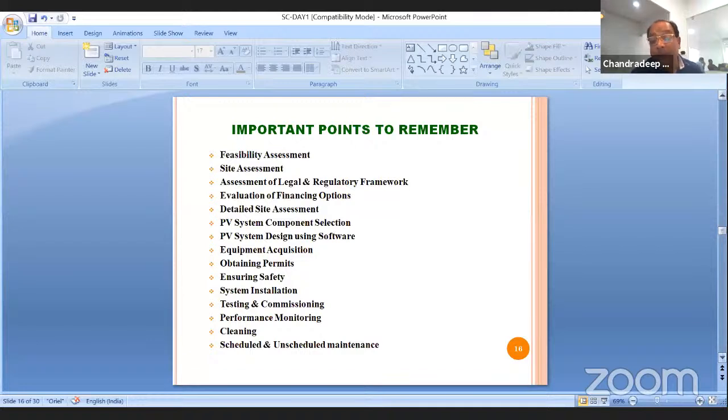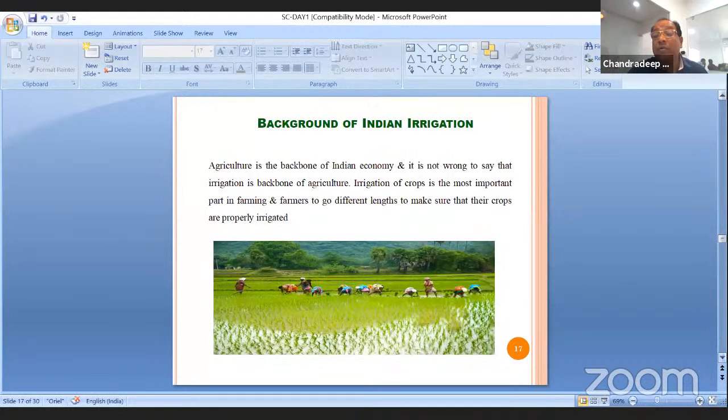Then obtaining permits. You have to give the electricity to the grid, so you need the permit. Safety: electricity is very risky to handle. It can take the life of a human being or a pet, so you have to be careful about safety. System installation, you have to be careful. Testing and commissioning, performance monitoring, cleaning, and scheduled maintenance. These are the important things to remember when you go for a solar power project.